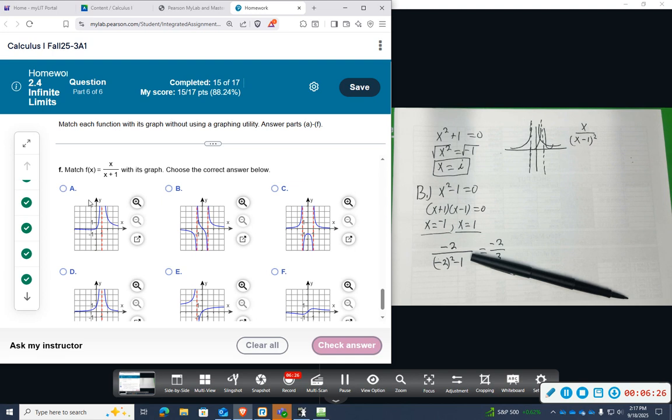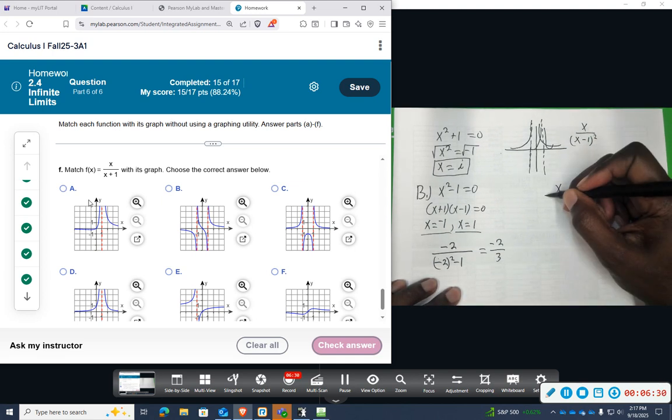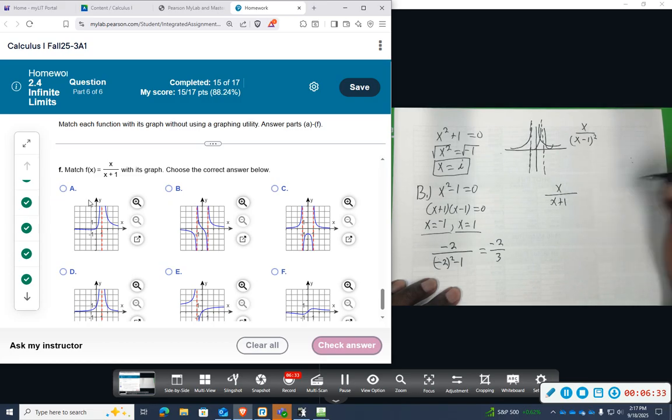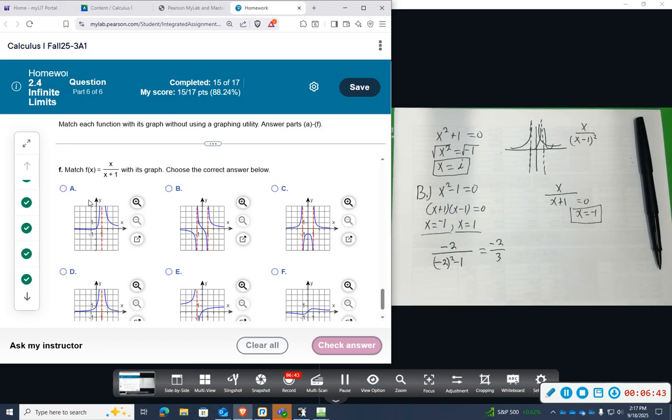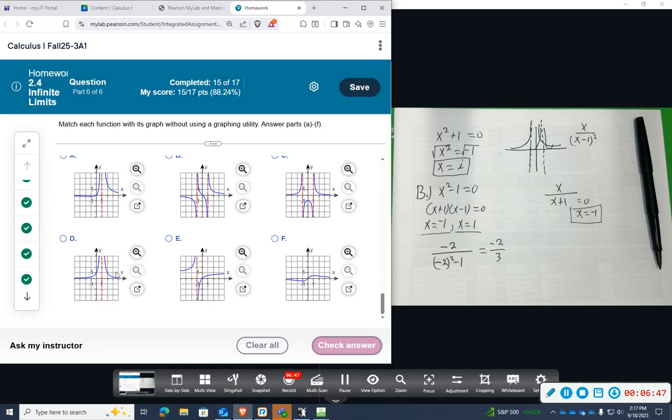And then our last one, we have our rational function, but again, it's going to behave a little bit differently with the x on the top. If you focus on the asymptote, set the denominator equal to 0, we'll get x equals negative 1. So I'm looking for a graph with a vertical asymptote at x equals negative 1. There's only one in this case, and that would be E.